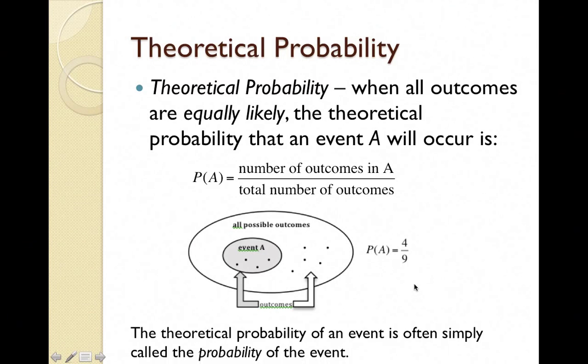Now usually we call theoretical probability just probability of an event. If it's something different, if it's a specific type other than theoretical, that's when we specify the type. So anytime you just hear someone asking for probability, we can assume they're talking about theoretical probability.